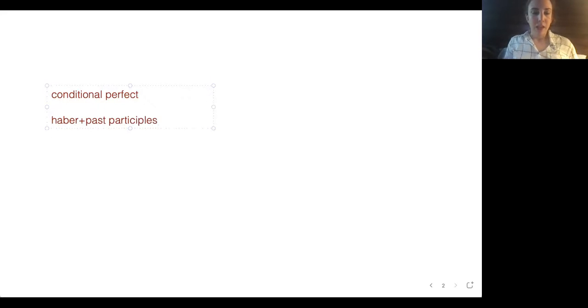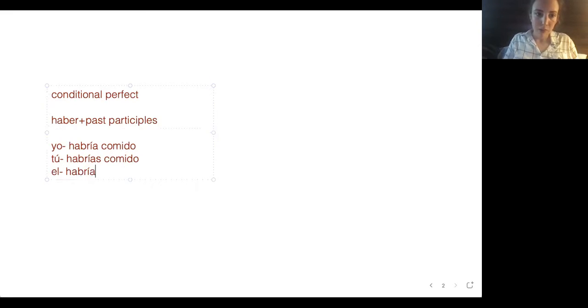Okay, the same thing. If I'm using comer, it's going to be comido for all subject pronouns. So yo habría comido, tú habrías comido, él habría comido.